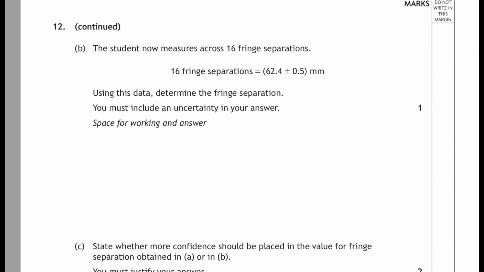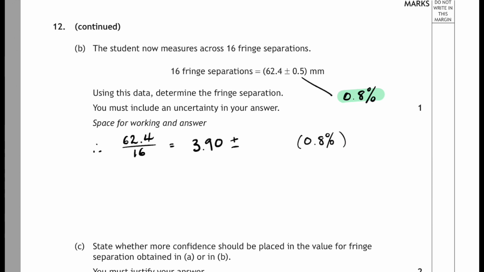This is 12 part B. The student now measures across 16 fringe separations, and 16 fringe separations is equal to 62.4 plus or minus half a millimetre. And if you work that out as a percentage, it's 0.8%. And using this data, we have to determine the fringe separation. Well, the fringe separation will be 62.4 divided by 16. And that's 3.90. And that will be plus or minus 0.8%. And 0.8% of 3.90 is 0.03. And don't forget to put a unit in your answer, that's in millimetres.